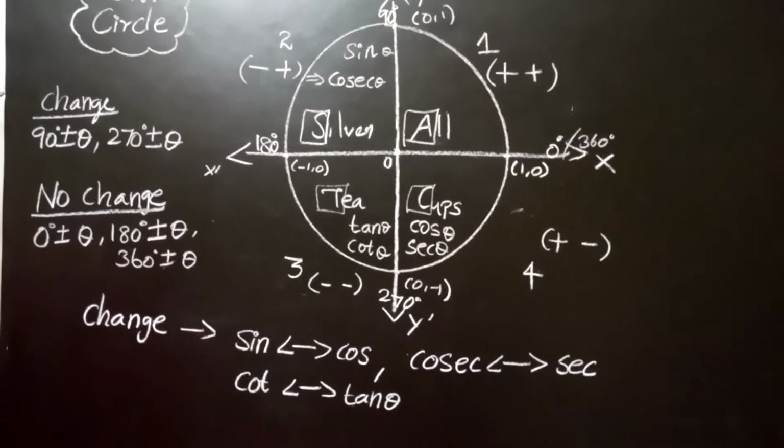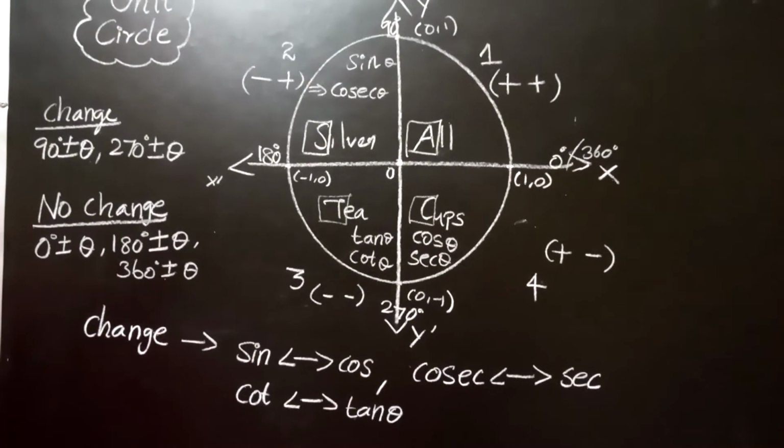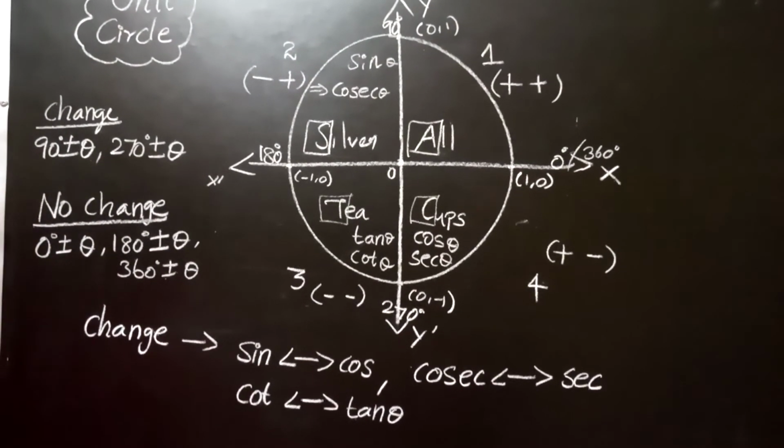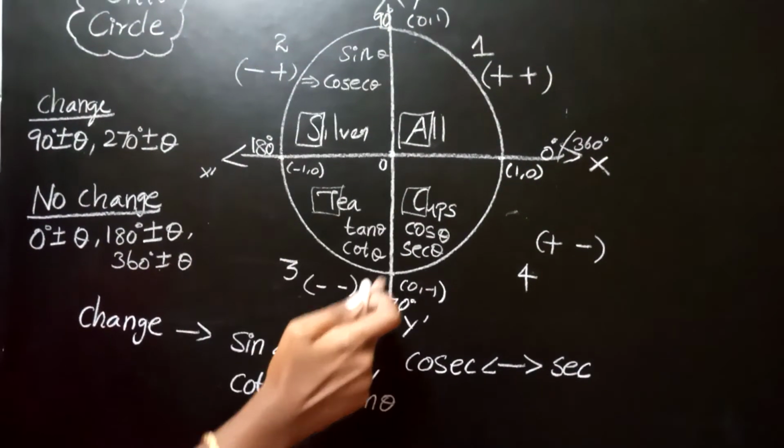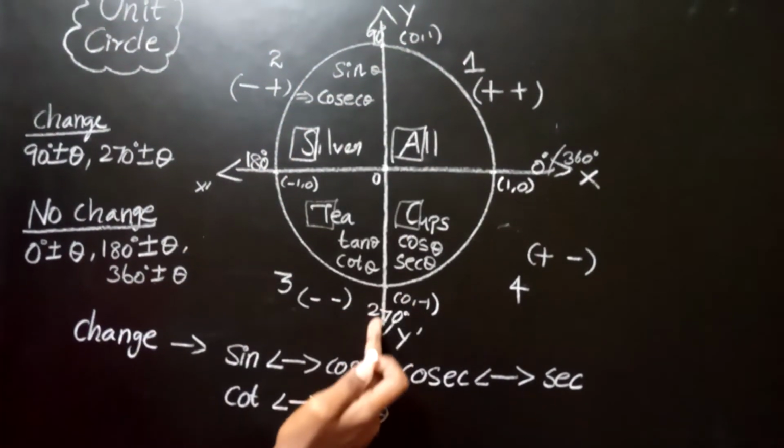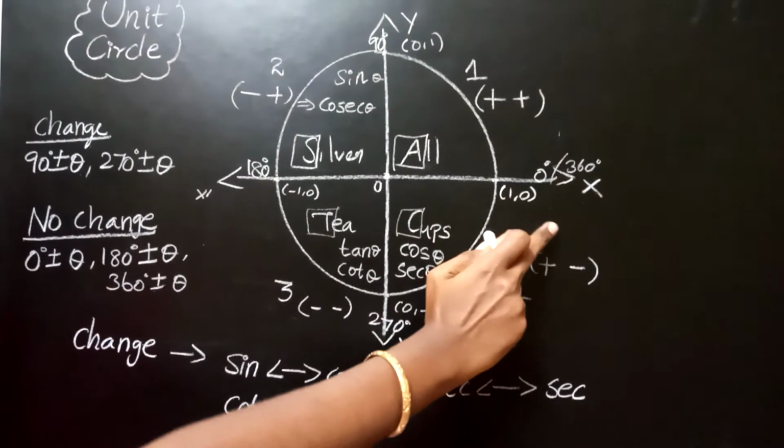So which angle will get the change, which angle will never get the change, we are going to learn it now. Change means, children listen, the 90 degree and 270 degree, this vertical line will get the change, this horizontal line will never get the change.